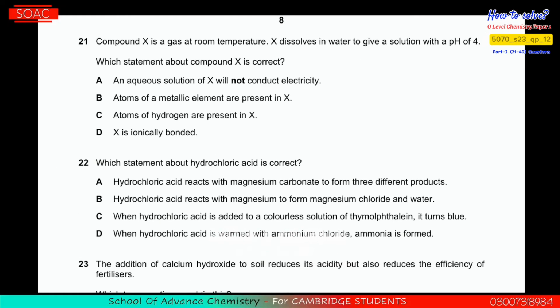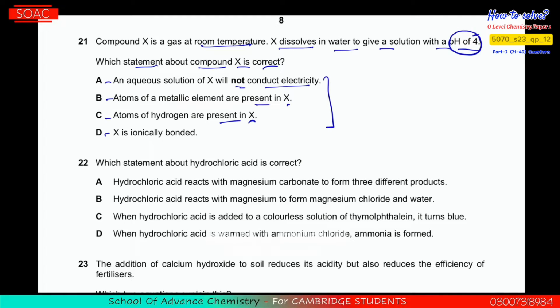Question number 21. Compound X is a gas at room temperature. X dissolves in water to give a solution with a pH of 4. Which statement about compound X is correct? Option A, an aqueous solution of X will not conduct electricity. B, atoms of metallic elements are present in X. C, atoms of hydrogen are present in X. D, X is ionically bonded.